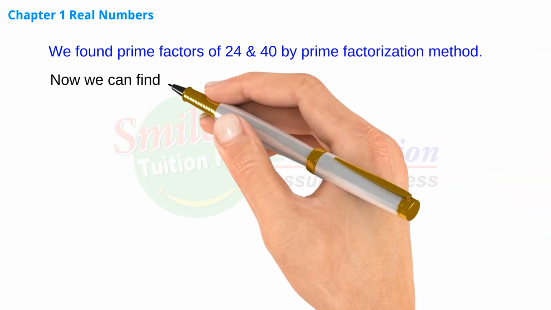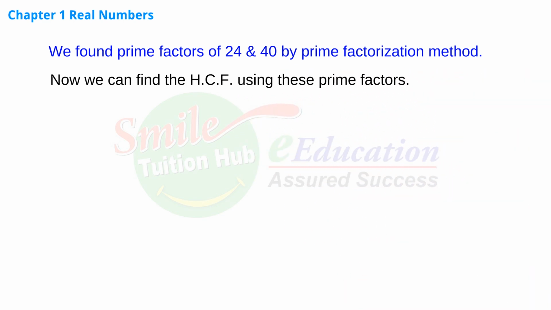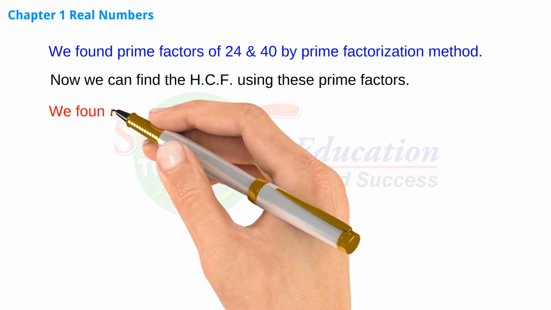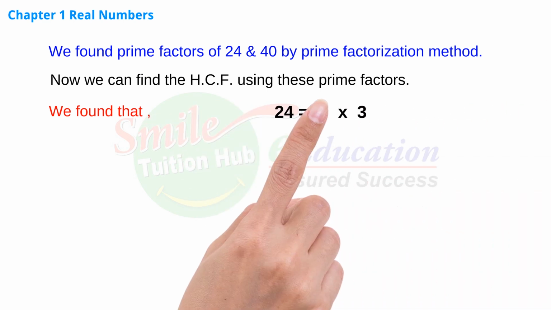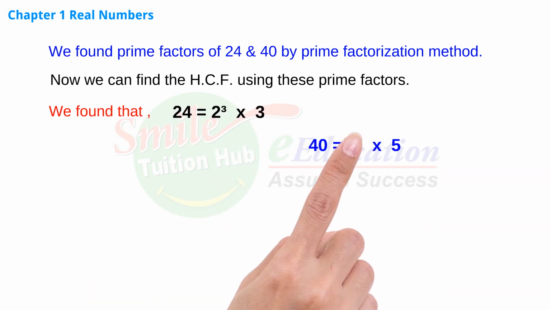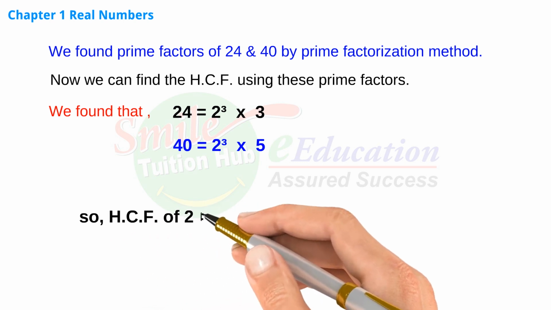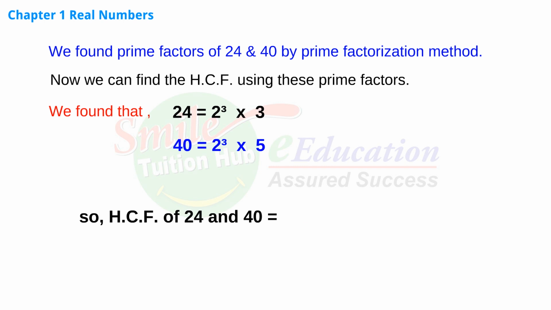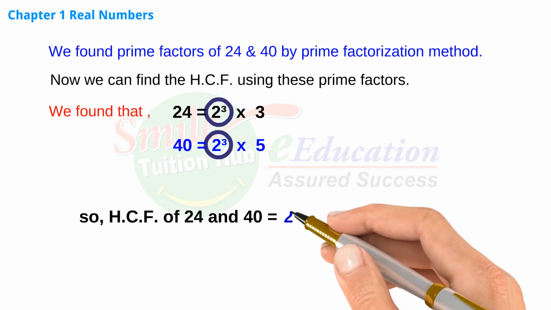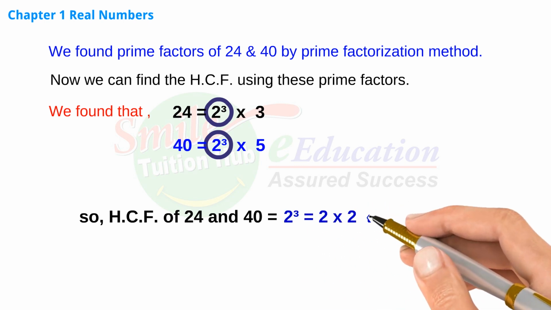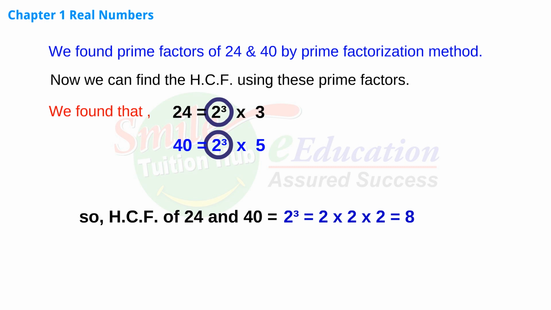Now we can find HCF easily using these prime factors. We found that 24 is equal to 2 raised to 3 into 3 and 40 is equal to 2 raised to 3 into 5. Now we have to decide which is the highest common factor. For this we will take the common factors, that is 2 raised to 3 is common, and the minimum power. So we can write HCF of 24 and 40 is equal to 2 raised to 3, which is equal to 2 into 2 into 2, which is equal to 8.